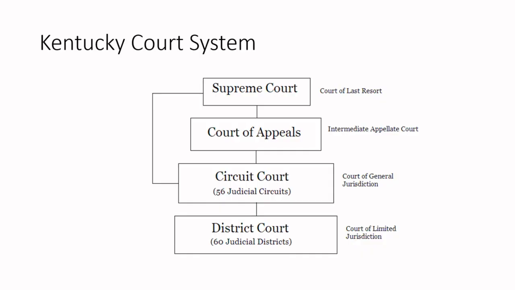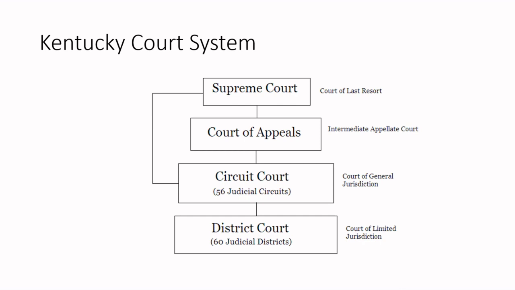In Kentucky, there is a tiered judicial system. Kentucky has two trial courts, district courts and circuit courts. The district courts are courts of limited jurisdiction, meaning that they can only resolve certain cases that have been vested to them by the legislature. Things like small claims lawsuits or misdemeanor crimes.